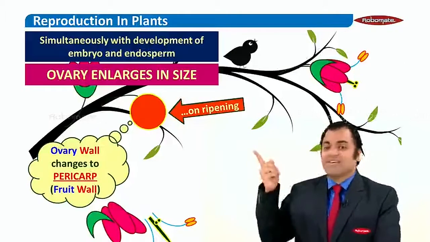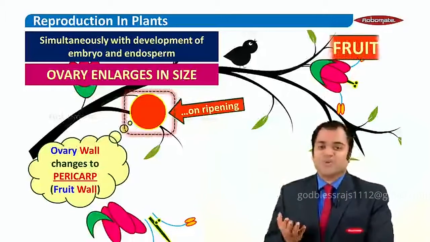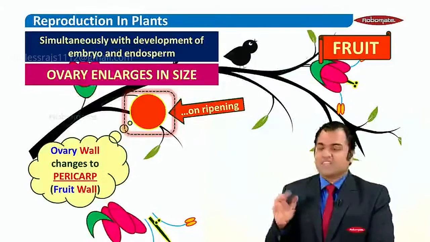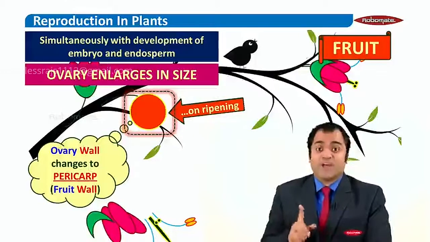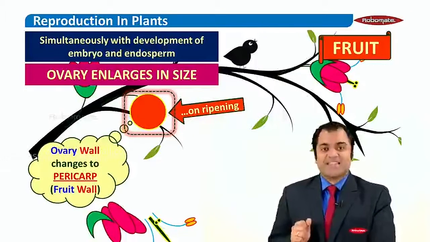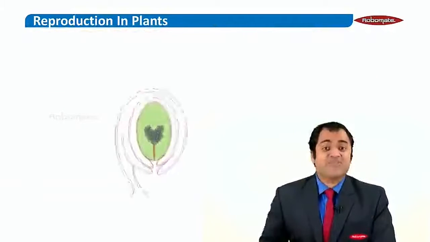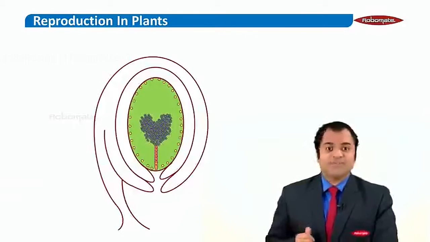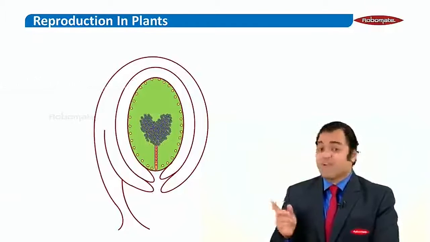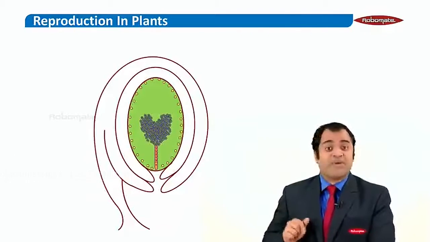So what you see here is a structure which we call the fruit. The fruit has just developed from the ovary. Does that make sense? Now let us go ahead and form the seed. Remember this structure: the ovule, which is completely developed with its embryo in the center and the endosperm around it.